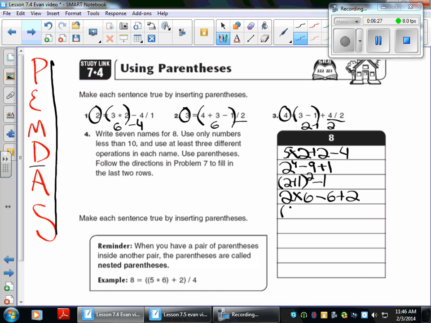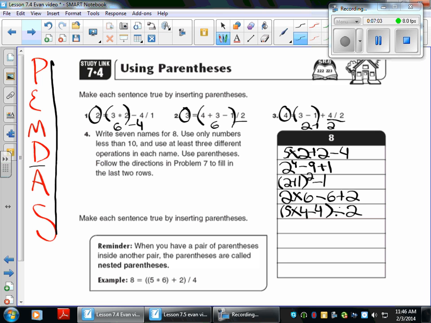We have 5 in parentheses times 4 minus 4 divided by 2. Now, if I'm doing parentheses first, I still have to follow my order of operations. I see multiplication comes before subtraction, so I have to do 5 times 4 first, gives me an answer of 20, minus 4 gives me an answer of 16. Now I can divide by 2. 16 divided by 2 gives me an answer of 8. 3 different operations, all below 10 gives me an answer of 8.